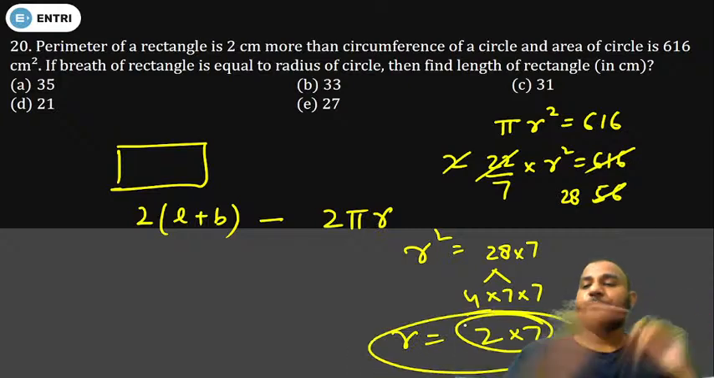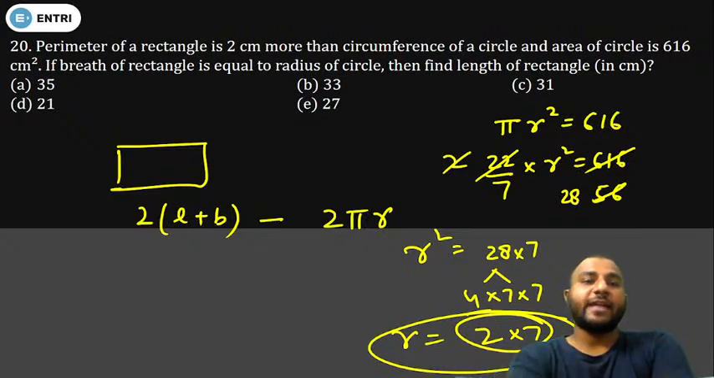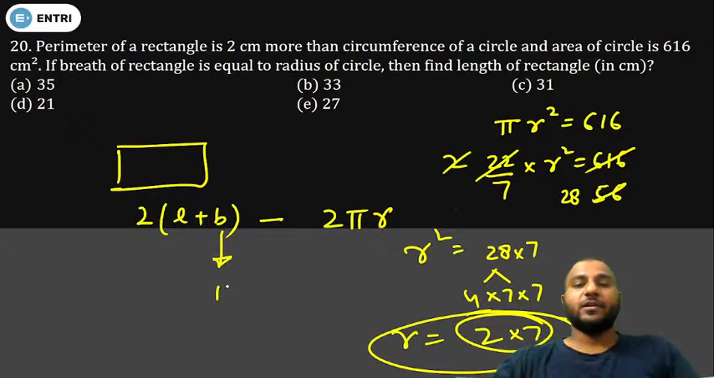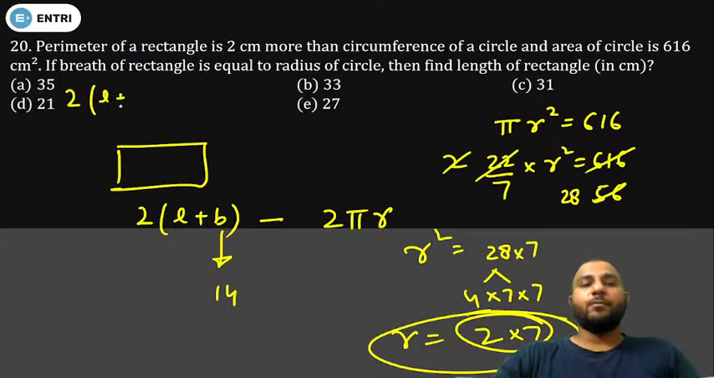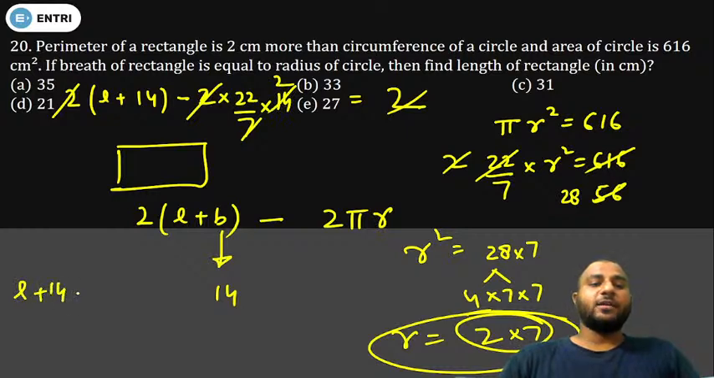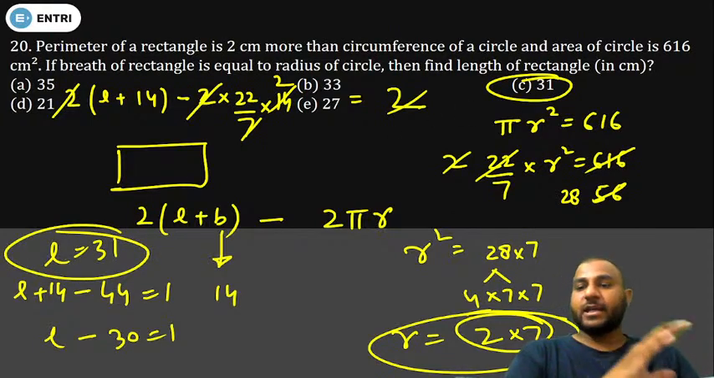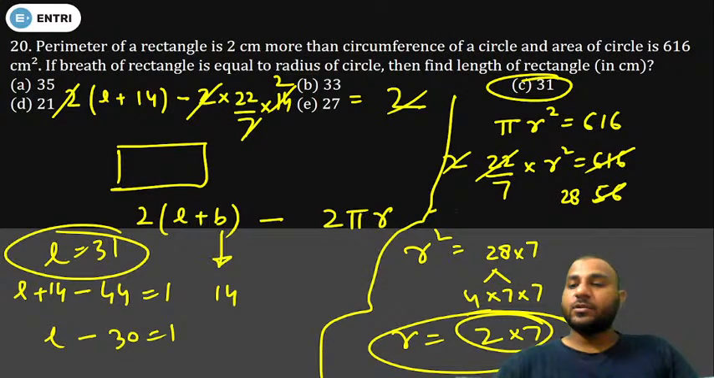Now the other thing says that the breadth of the rectangle equals the radius of the circle, so clearly the breadth is 14. So 2L plus 14 minus 2 pi r, so 2 into 22 by 7 into 14 has to be equal to 2 centimeters. So 2 will be eliminated. So L plus 14 minus 44 equals 1. So L minus 30 equals 1. So L equals 31. Length has come as 31. So option C will be the correct one. Guys, you can skip that part and you'll get to know everything.